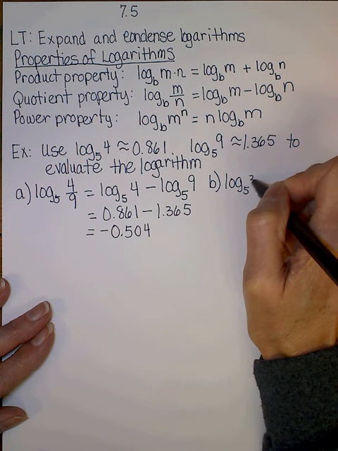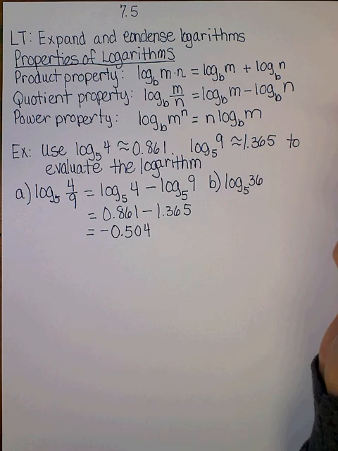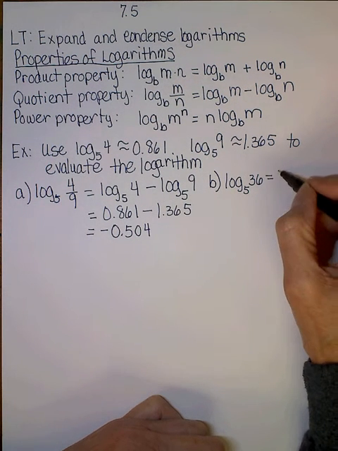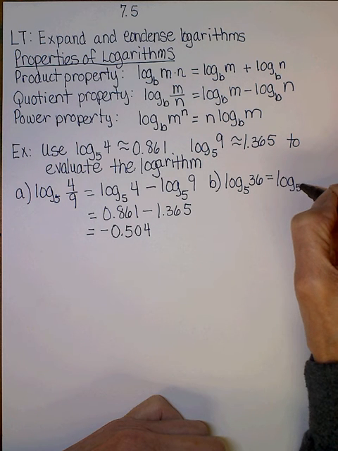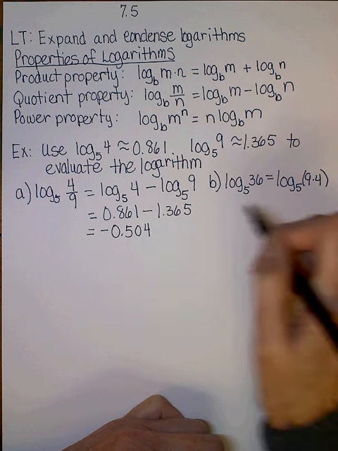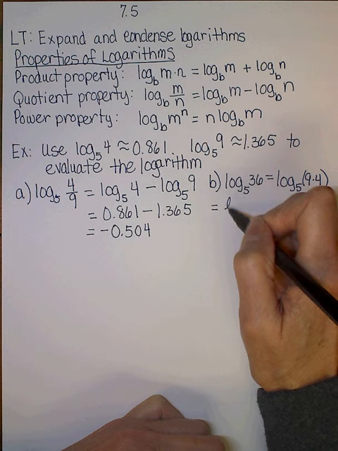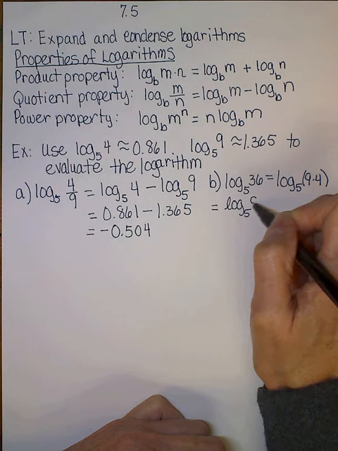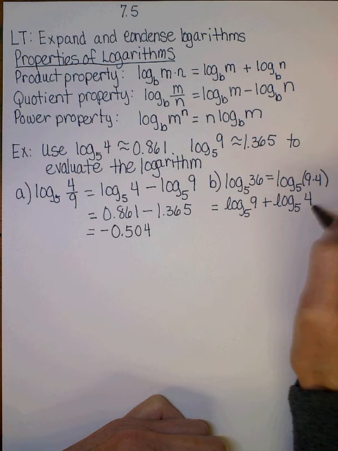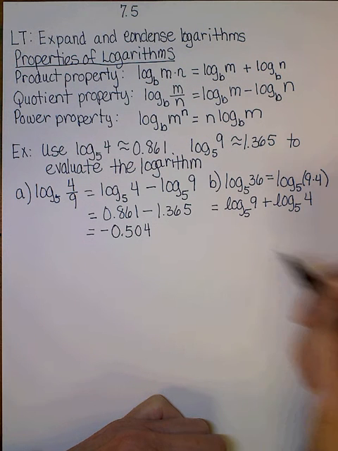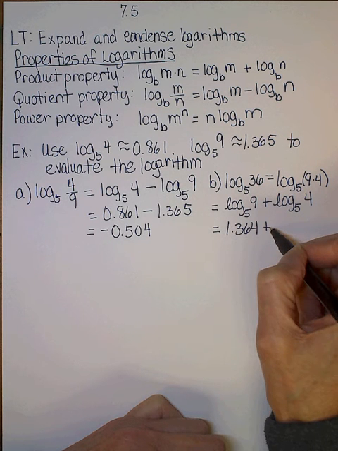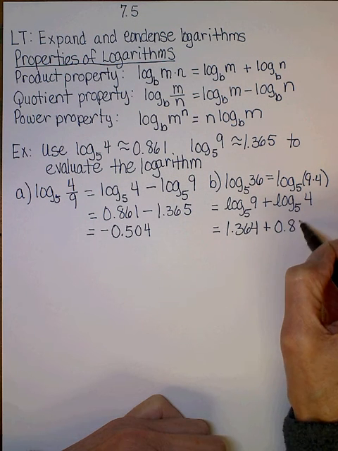Now this one is log base 5 of 36. So this is actually the product of 4 times 9. So the first thing I'm going to do is rewrite this as a product. Okay, now products expand out with addition. So it's very similar to what we just did, but that one expanded out with subtraction. And now we're going to substitute in the values they gave us at the beginning of the problem. And this time we're going to add them together.